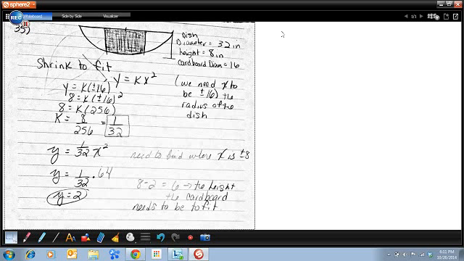Question number 35 is protecting an antenna, and this matches example 3 in 1.7 exactly. It just uses different numbers. So I drew my picture to match the example up here.